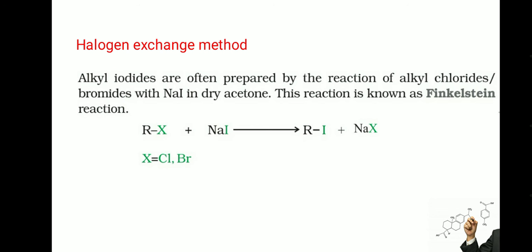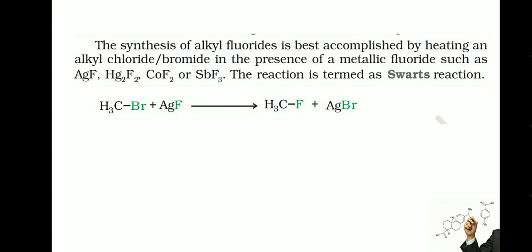This reaction is also called the Finkelstein reaction. And next one is alkyl fluoride, the Swarts reaction. Here alkyl fluorides can be obtained by heating alkyl bromide or alkyl chlorides in presence of metallic fluorides, that is silver fluoride AgF, mercury fluoride Hg2F2, cobalt fluoride CoF2 or SbF3.